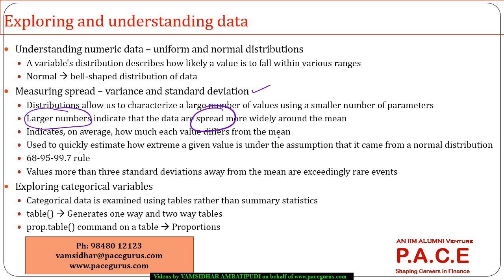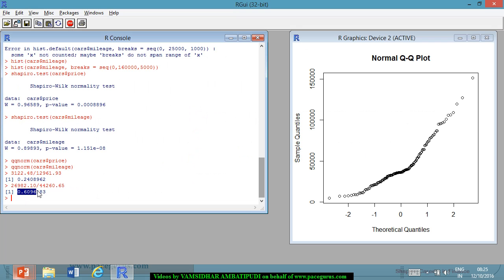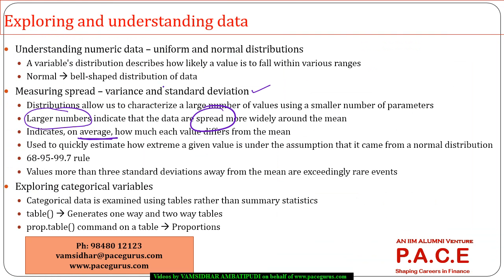There is a lot of variation around the mean. As a simple definition, standard deviation is more like, on average, how much each of these observations deviates from the mean. So on average, each observation deviates by almost 60% from the mean here, whereas here the data deviates by around 24% around the mean. It is also used to quickly estimate how extreme a given value is.